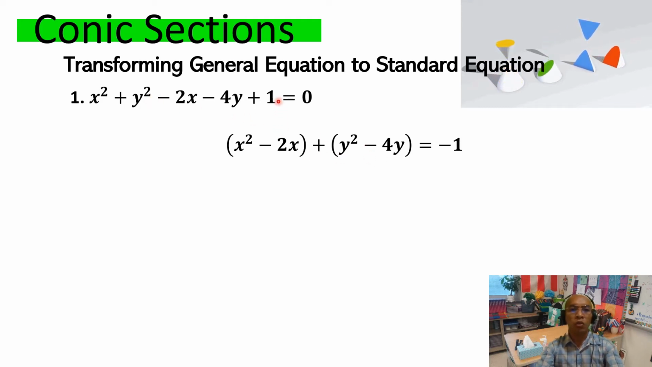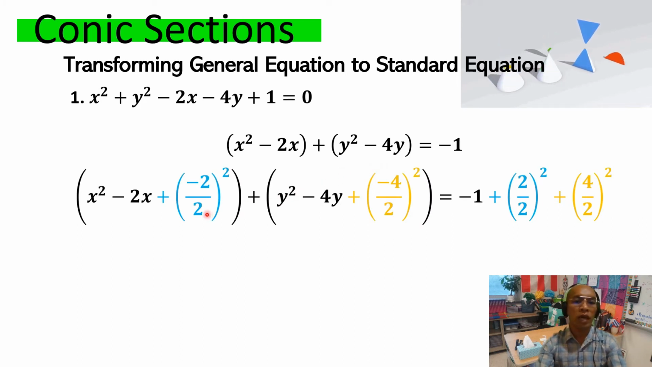So first thing to do, we are going to transpose the constant at the right. So by virtue of the addition property of equality, this positive 1 becomes negative 1. So our goal is to add a constant such that this group of terms will be a perfect square trinomial. So to do this, we will add the square of the half of b. From the first expression, our b is negative 2. Getting the half of negative 2, we have to divide it by 2 and raise it to 2. Since we add this constant at the left, we have to add the same constant at the right.